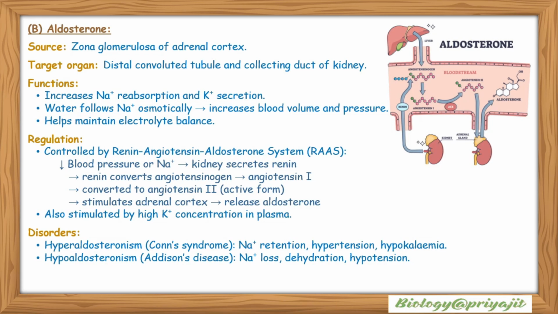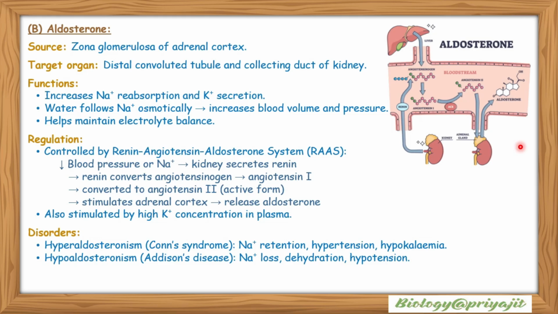Aldosterone. The source of this hormone is zona glomerulosa of adrenal cortex. Target organs include distal convoluted tubule and collecting duct of kidney. Its functions include increases Na plus reabsorption and K plus secretion. Water follows Na plus osmotically. It increases blood volume and blood pressure. It helps maintain electrolyte balance.